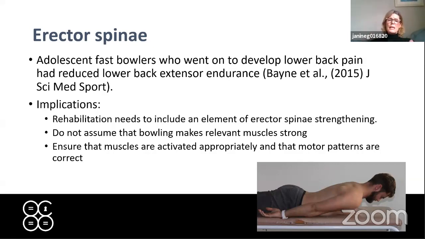So implications here, rehabilitation must always include an element of erector spinae strengthening. And I think very often clinicians avoid extension training because stress fractures are considered to be, one of the mechanisms is extension and lateral flexion. And so they've avoided strengthening. And I think we do our patients a big disservice if we do this.